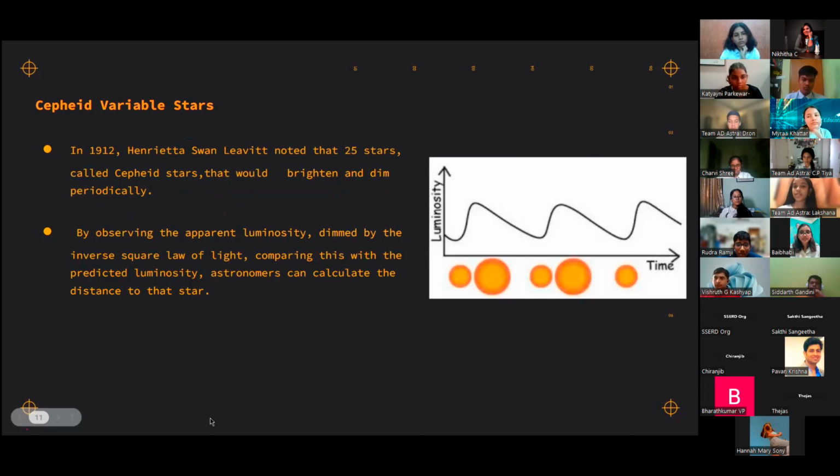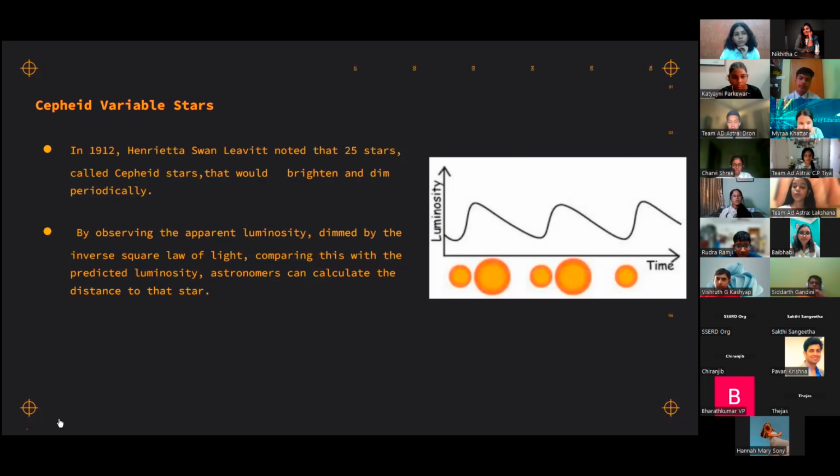Cepheid variable stars. In 1912, Henrietta Swan Leavitt, an astronomer, noted that 25 stars called Cepheid stars would brighten and dim periodically, like an inflating and deflating balloon. By observing the apparent luminosity dimmed by the inverse square law of light, and comparing this with the predicted luminosity, astronomers can calculate the distance to the star.